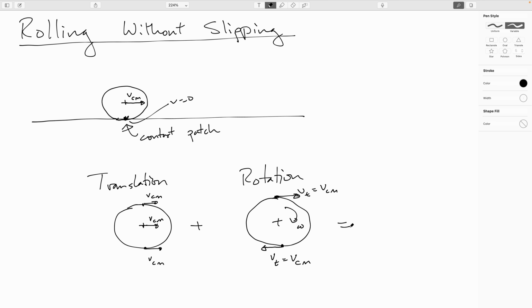All right, so if I put the two of them together, so our rolling motion, what are we going to get? Well, here, when I add the two velocities together, I'm going to get, surprisingly, 2 V_CM. At the center of mass, we're just going to be moving at V_CM. And then we get the desired V equals 0 at the bottom.